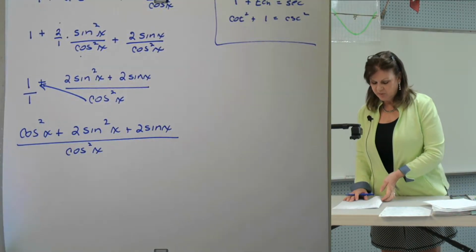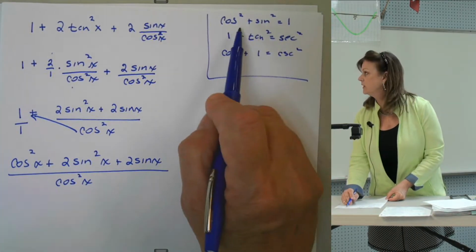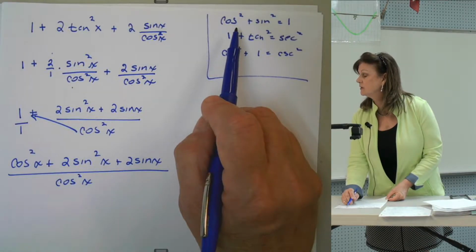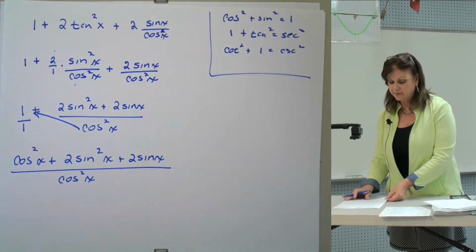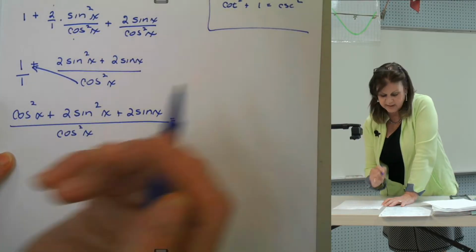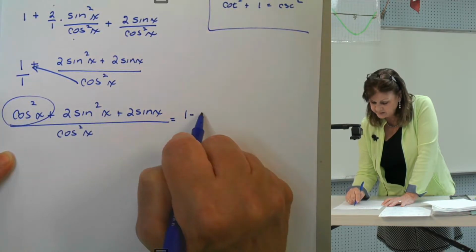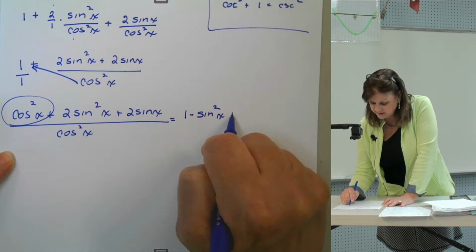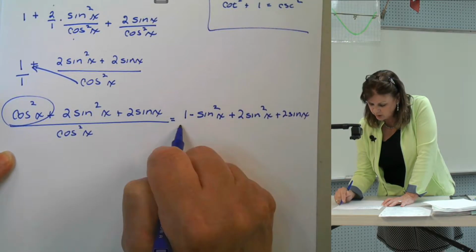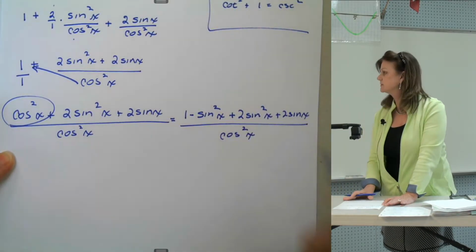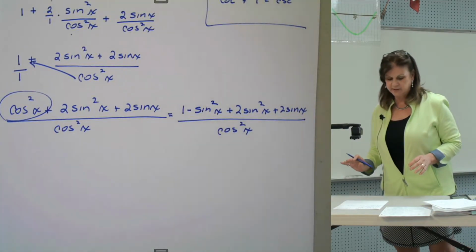Well, now again, let's go back. We want everybody in terms of sine. So if I come up here to the granddaddy equation, I know cosine squared is 1 minus sine squared. Okay, I'm going to make that substitution in the denominator in a minute, but I'm going to make it in the numerator right now. So I'm going to replace this cosine squared x with 1 minus sine squared x plus 2 sine squared x plus 2 sine x all over cosine squared x. And you can make the substitution in the denominator right now. I just don't want to do that right yet.